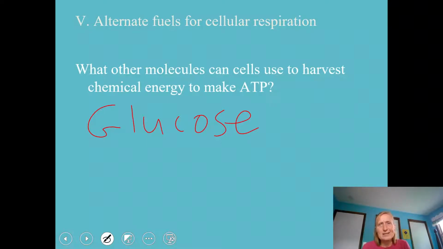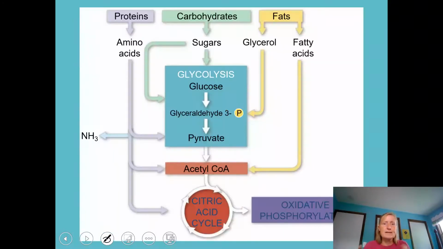Your gut reaction to this question is, yes, of course we can. That's the right answer. Our cells can use a whole variety of molecules to make ATP by aerobic cellular respiration. This is a diagram that shows us that we can use proteins or carbohydrates or fats in the process of aerobic cellular respiration. We just use them in slightly different ways.